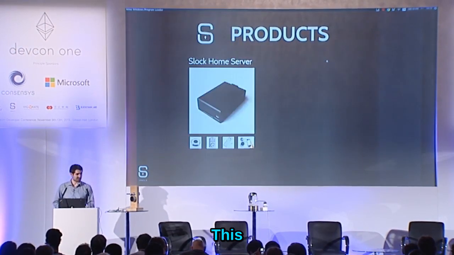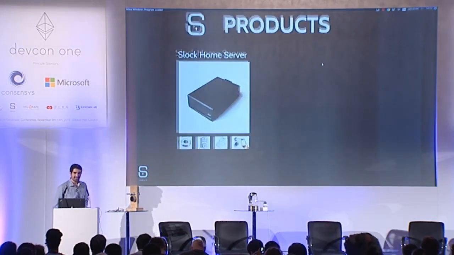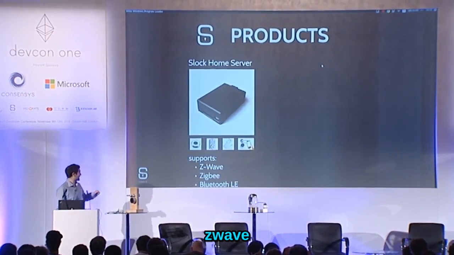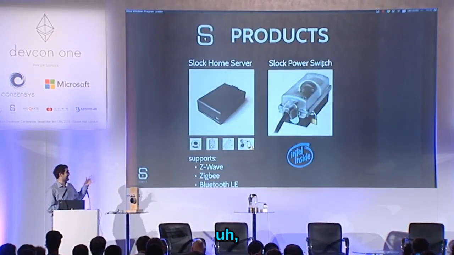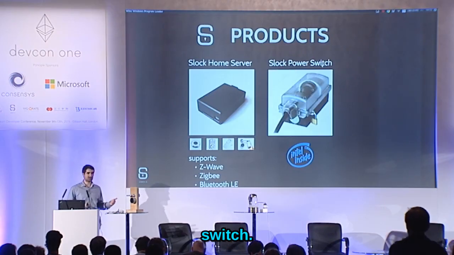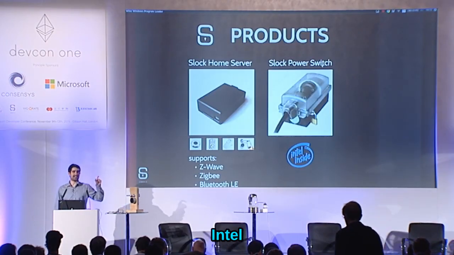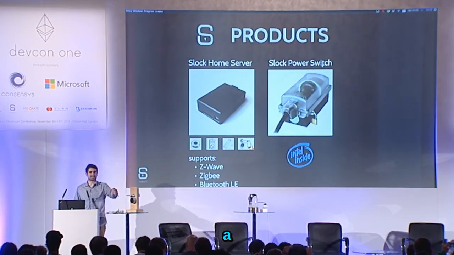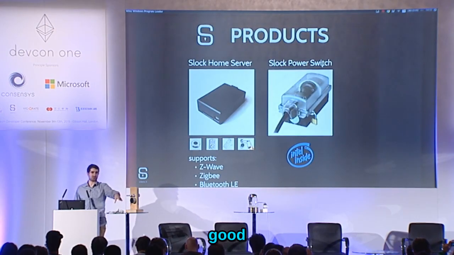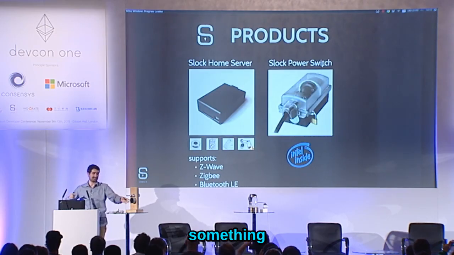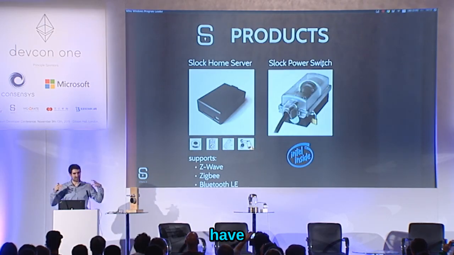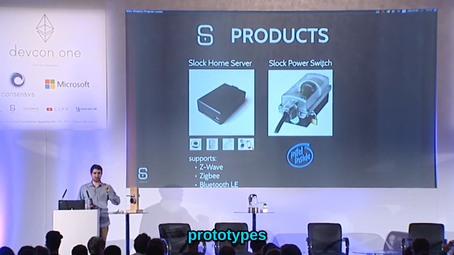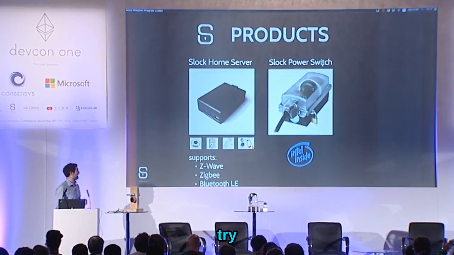Okay, this was about the products. So what else do we have? This supports Z-Wave, Zigbee, and Bluetooth. We made what I call an all-in-one box, a Slock power switch. Here we use this little tiny Intel Edison connected to a relay to just switch power on and off. So you don't need a Slock home server for this. Home server is good if you want to control many devices in your home or something like a door lock. But if you want to have it cheaper and all in one box, then you have, for example, the Slock power switch. And you can see those prototypes on our stand if you want to try them out.